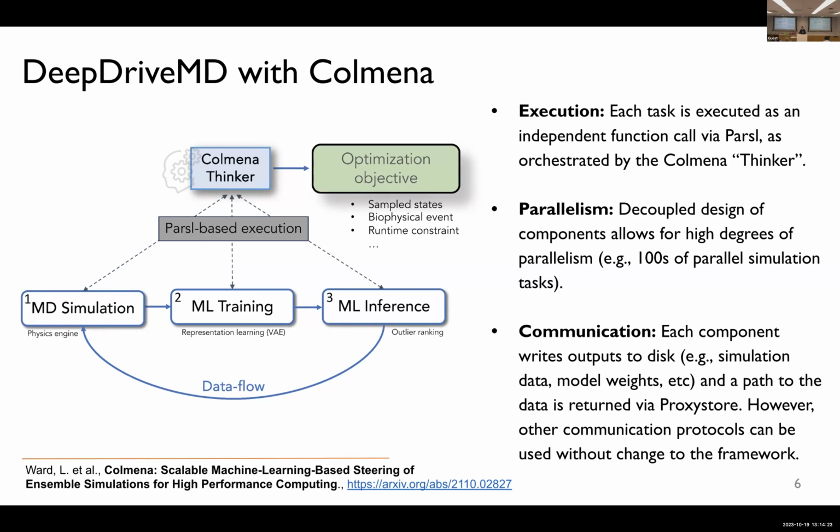And of course, this is driving some optimization objective for the sampled states, trying to sample the biophysical events, or simply runtime constraints or wall time. Currently, the communication is just each component writes to disk. I need to talk with Greg and others about how to adapt ProxyStore to efficiently serialize the domain-specific information coming from the simulations. So, how do we efficiently serialize large simulations?